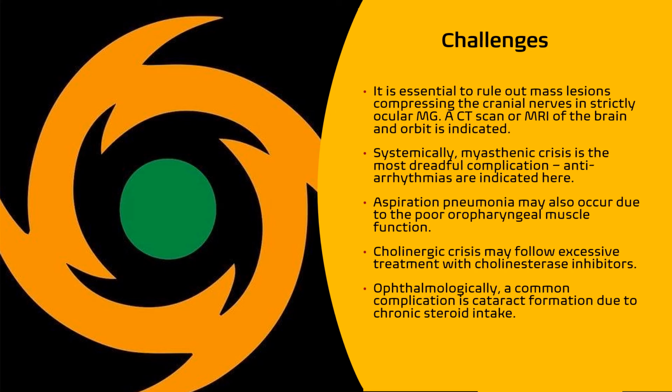And ophthalmologically, a common complication can be cataract formation, where in myasthenia gravis patients there can be chronic steroid intake owing to controlling some of the other complications that are part of the myasthenia gravis neurological disorder and disease.